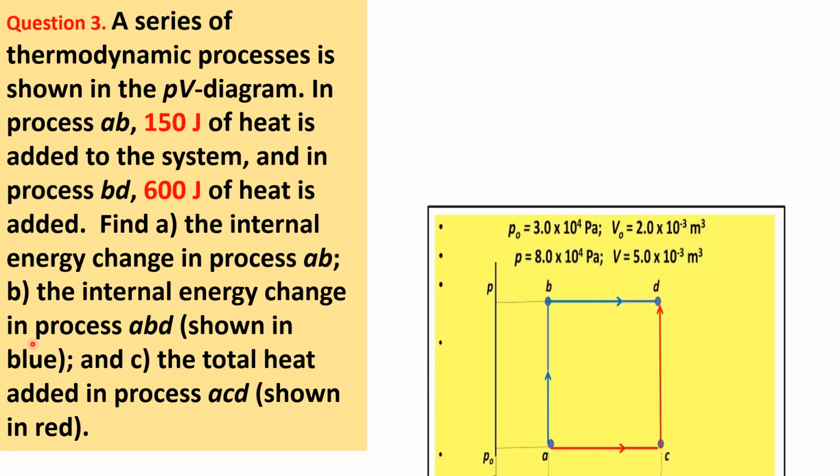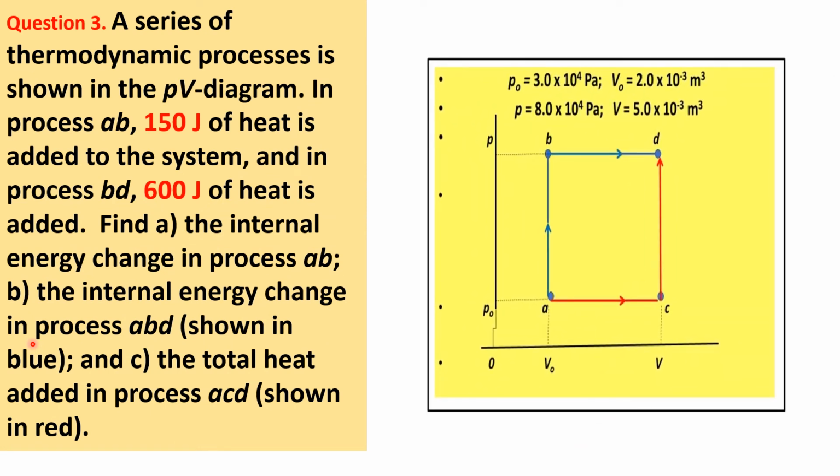We're down to our last question, number 3. A series of thermodynamic processes is shown in the pressure-volume diagram. In process AB, 150 joules of heat is added to the system, and in process BD, 600 joules of heat is added. So, in the PV graph, the relationship between pressure and volume, point A represents the initial state of the system, whose initial volume V naught is 2 times 10 to the negative 3 meter cube, and its initial pressure P naught is 3 times 10 to the 4th Pascal.